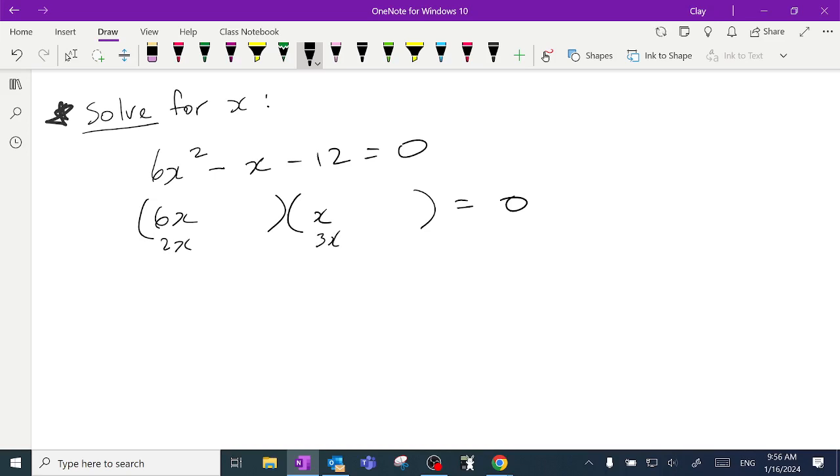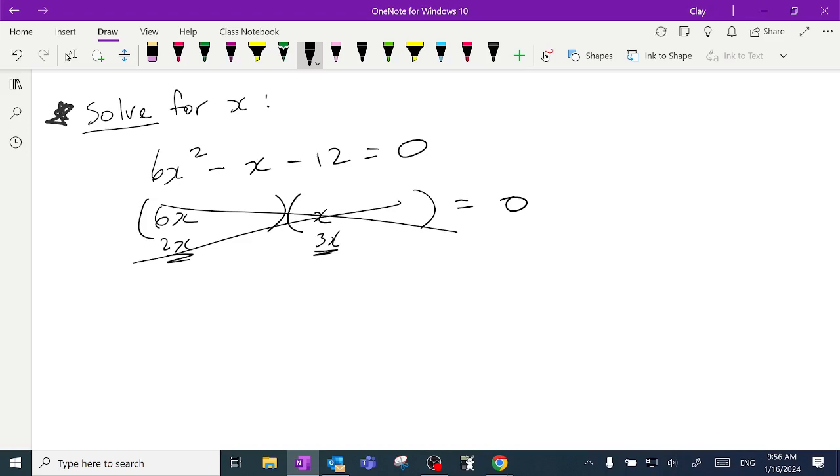And then on top of that, negative 12. Think of all the ways you could break up negative 12. Negative 1, positive 12, positive 1, negative 12. Negative 2, positive 6, positive 2, negative 6. Negative 3, positive 4, positive 3, negative 4. Phew. And then I have to figure out which of those pairs matches up with which of these pairs.